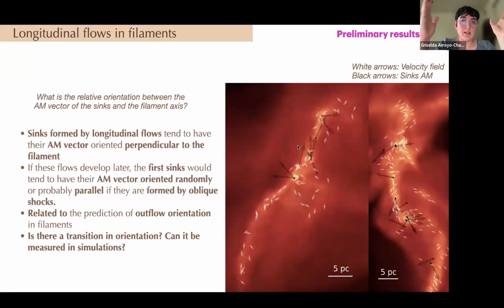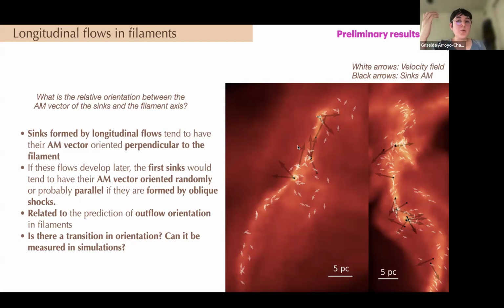So I'm starting to look at the angular momentum of the sinks, because I can track and have the information of the angular momentum of these star particles. The point here is to see how the orientation between the filament and the angular momentum of the sinks is evolving. As far as I know, this is motivated because now Shu is working with outflows also, so we're interested in comparing the outflow alignment with respect to the filament.